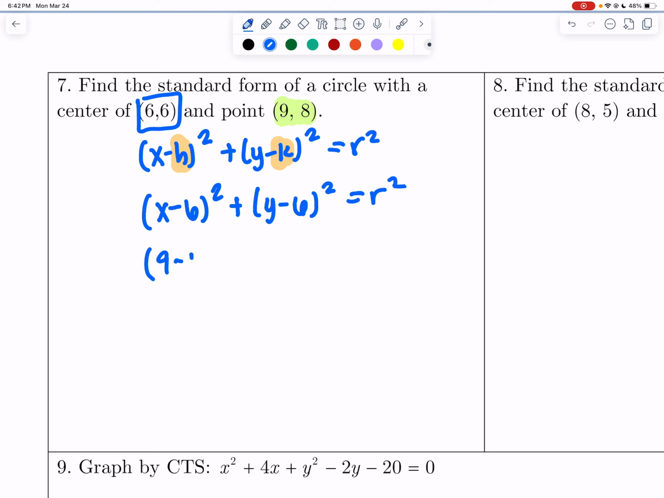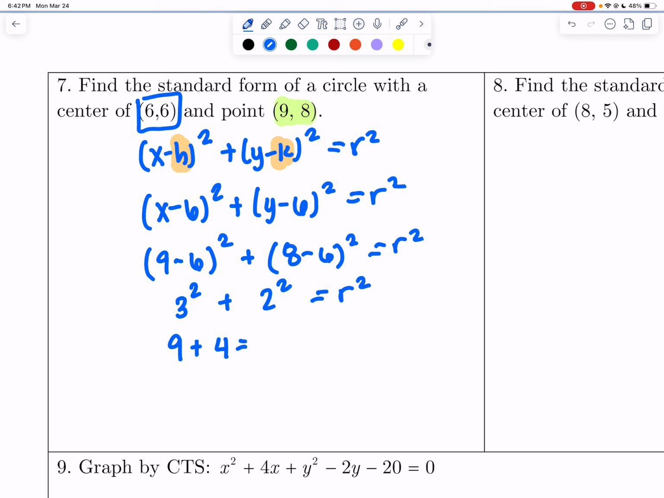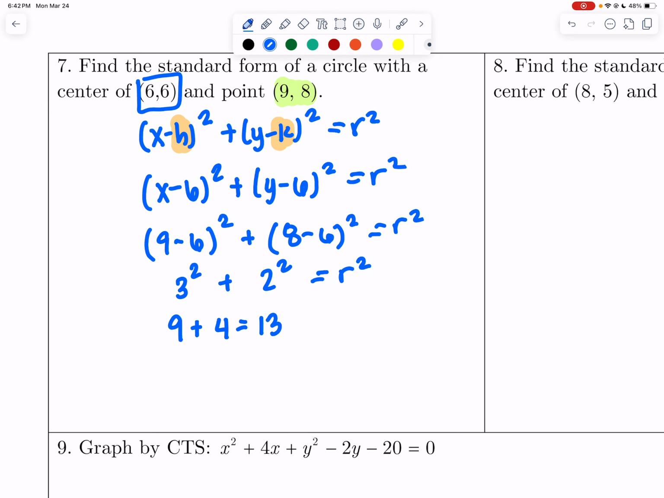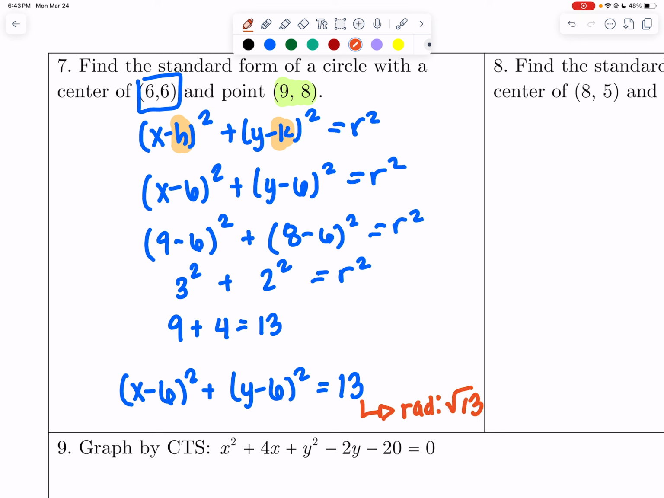So I'm going to have 9 minus 6 squared plus 8 minus 6 squared is equal to r squared. 3 squared plus 2 squared is equal to r squared. 9 plus 4 is equal to 13, which tells me that r squared is 13. So if I put everything together, I'm going to get x minus 6 squared plus y minus 6 squared is equal to 13. Now, if that's 13, this tells me that my radius is the square root of 13.